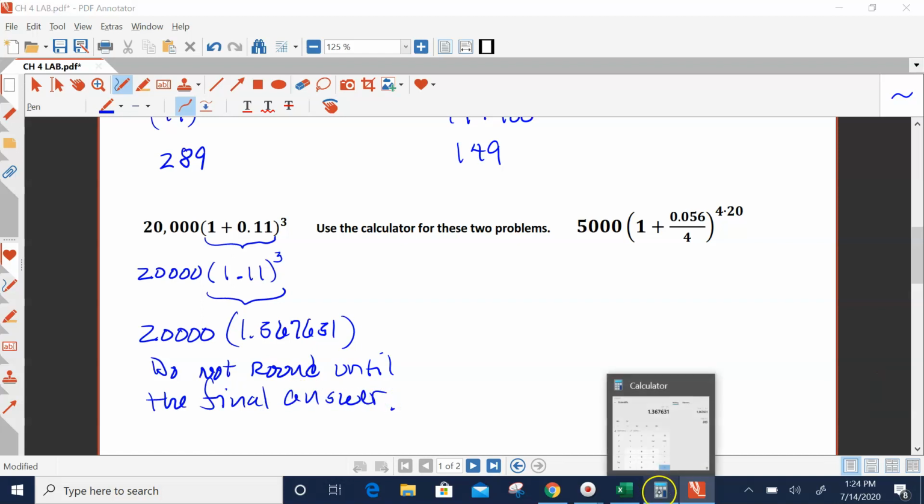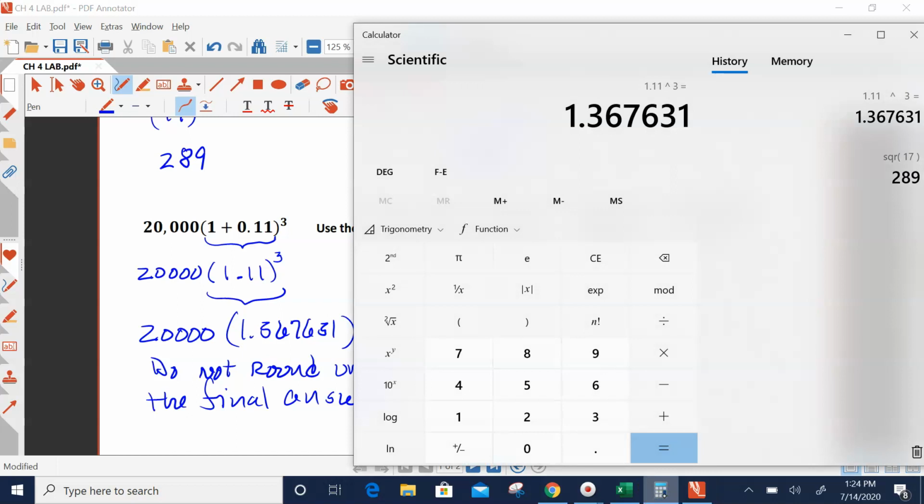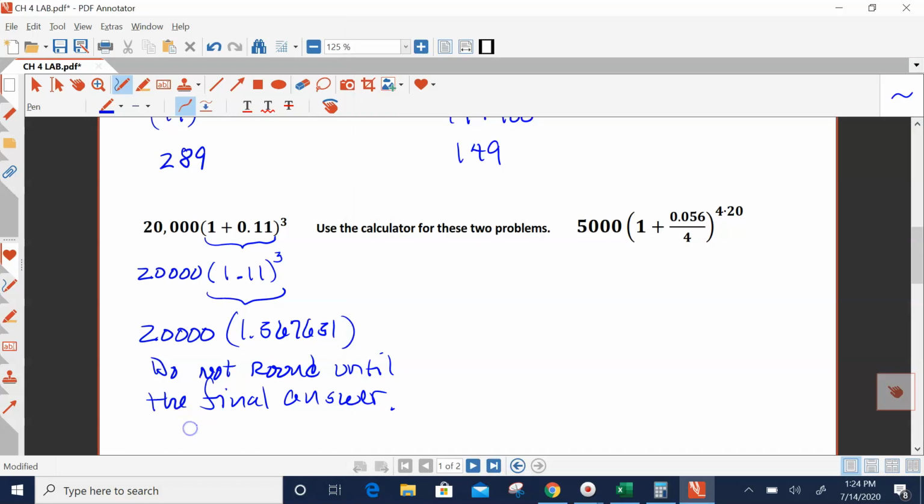Okay, so what's nice is I still have the 1.367631 on my calculator. So I'm just going to take that result and multiply it by 20,000. So I'll hit times 20,000. Press equal to, and here is the result. So 27,352.62.